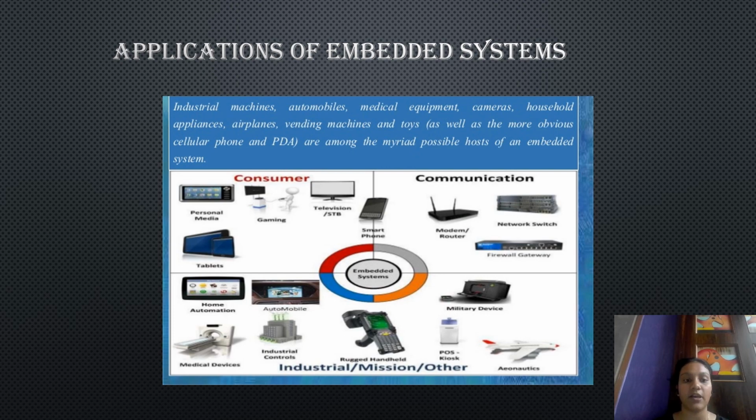Applications of embedded systems. Embedded systems are used in wide ranges like industrial machines, automobiles, medical equipments, cameras, household applications, airplanes, vending machines, and toys, as well as in the most obvious cellulars and PDAs.